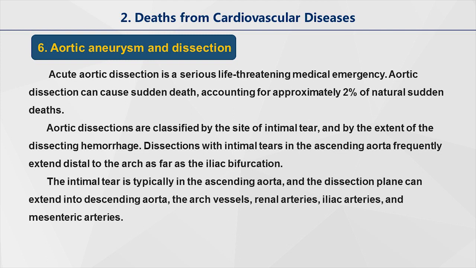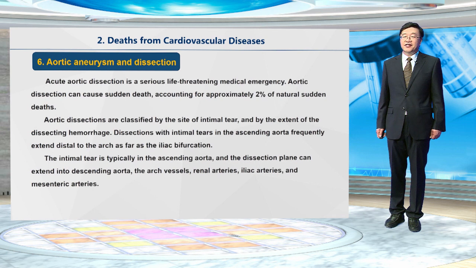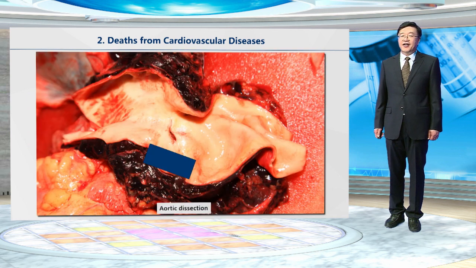Aortic dissections are classified by the site of the intimal tear and by the extent of dissecting hemorrhage. Dissection with an intimal tear in the ascending aorta frequently extends distal to the arch as far as the iliac bifurcations. The intimal tear is typically in the ascending aorta, and the dissecting hematoma can extend into the descending aorta, the arch vessels, renal artery, iliac artery, and mesenteric artery. Here is the intimal tear in the ascending aorta.